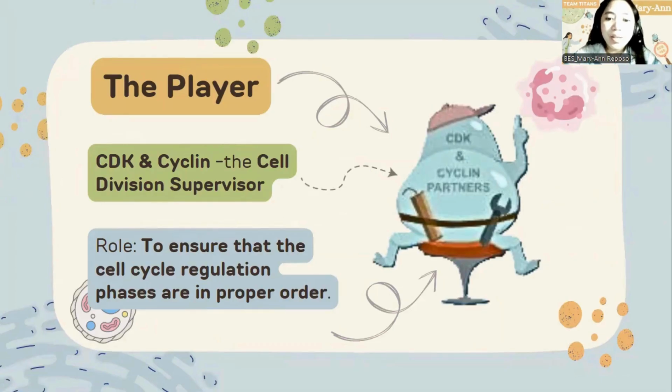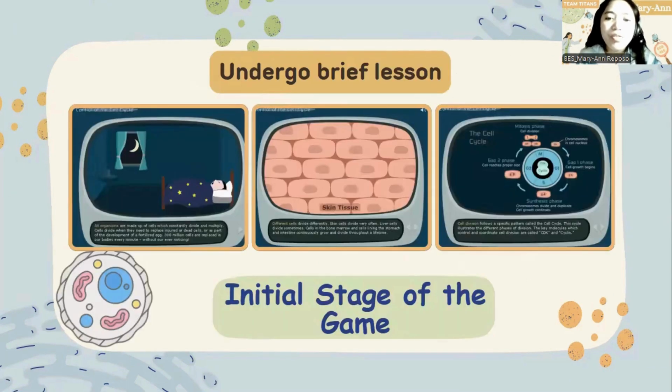To play the game, the player will act as a cell division supervisor, also known as CDK in cycling, and its role is to ensure that the phases associated with cell cycle regulation are in proper order. To achieve this, the game requires the player to undergo a brief lesson about human cell division and multiplication, cell division frequency in different body organs, events that take place during cell death, and the cell cycle division.